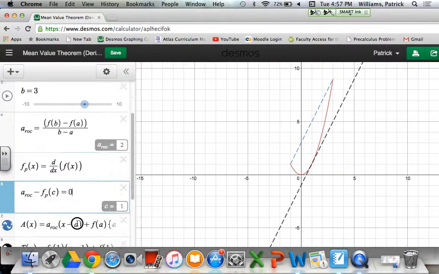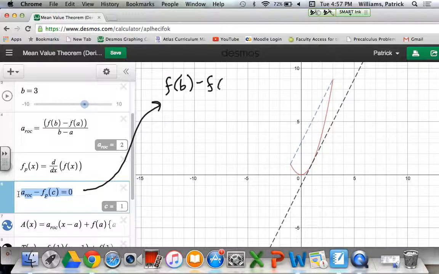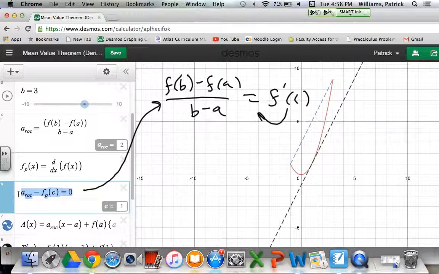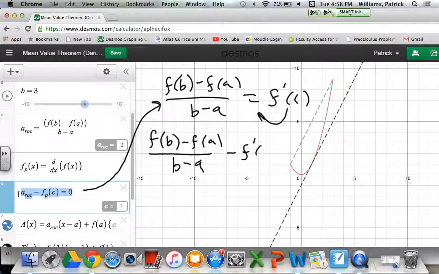So look at this equation right here, the one that I'm highlighting. Average rate of change minus f prime of c equals 0. Well, this is just another way of saying, remember the average rate of change is f of b minus f of a over b minus a. We want to find where that is equal to f prime of c. All this equation says is we take f prime of c and subtract it from both sides. So we get f of b minus f of a over b minus a minus f prime of c equal to 0. And this value c represents the solution to that equation.